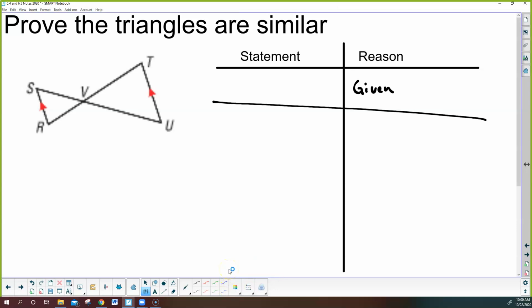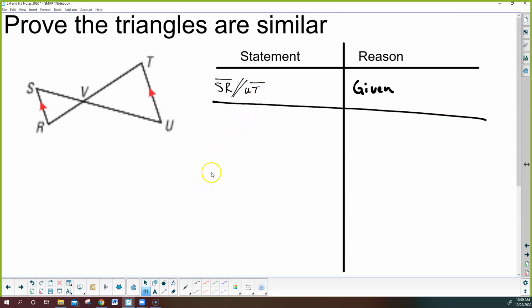Okay. So let's start with the given information. Well, the only thing that the picture tells us is that we have a pair of lines that are parallel. So SR is parallel to UT.